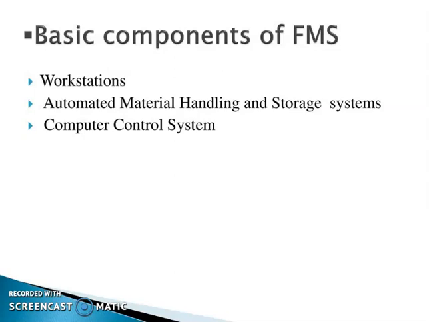Then the next one is material handling and storage system. The second major component of FMS is the material handling and storage system. Functions of the material handling system are random or independent movement of work parts between the workstations. It means the parts must be capable of moving from one workstation to another workstation safely. Then handle a variety of work part configurations. This means the modular fixtures should be handled by the material handling system.